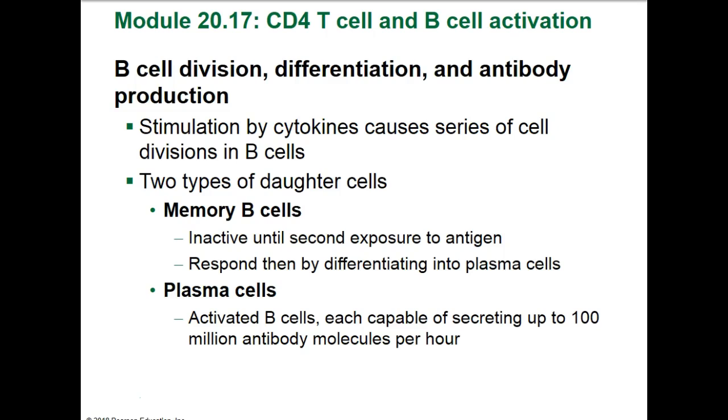This causes a series of divisions in the B cells, and now we're going to form memory B cells. That's for the next time you're exposed. That's immunity. And plasma cells. And the plasma cells are the ones that are going to secrete antibodies.